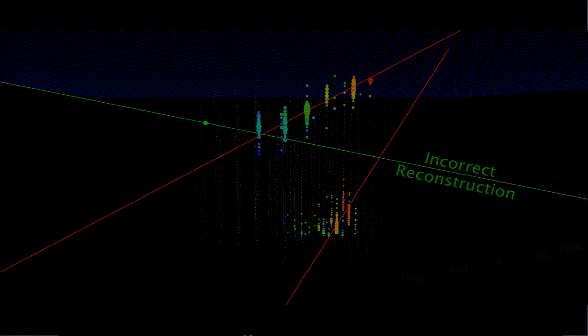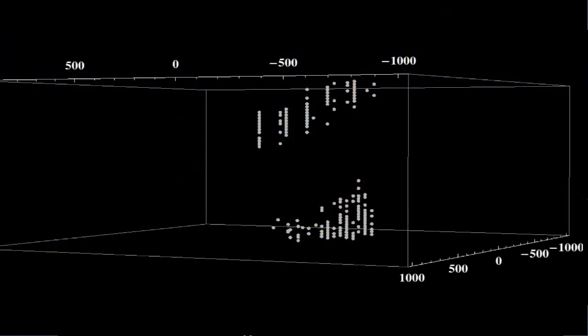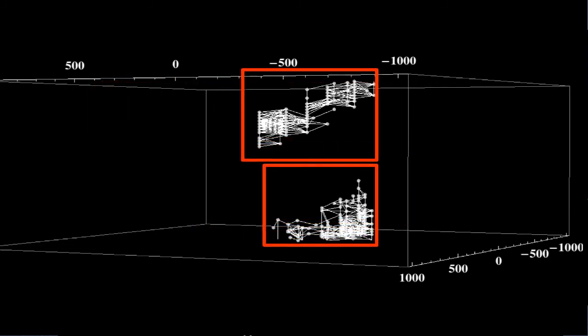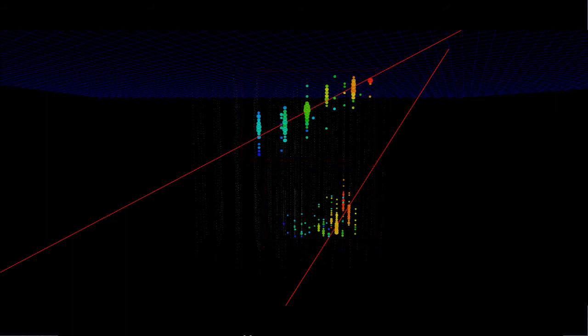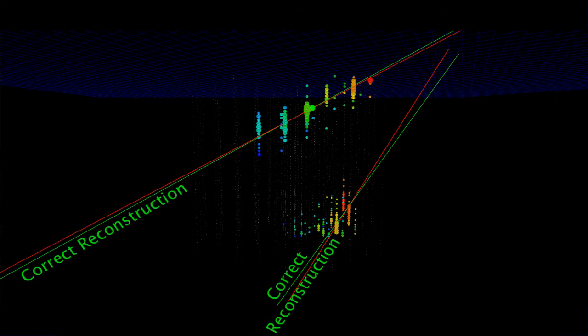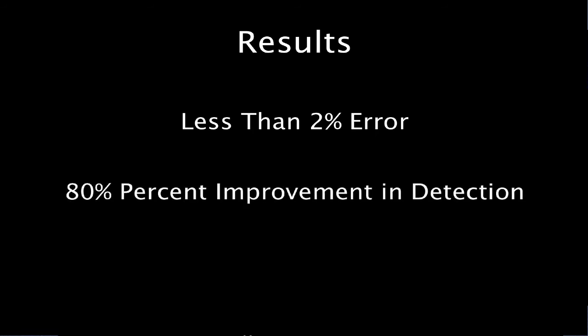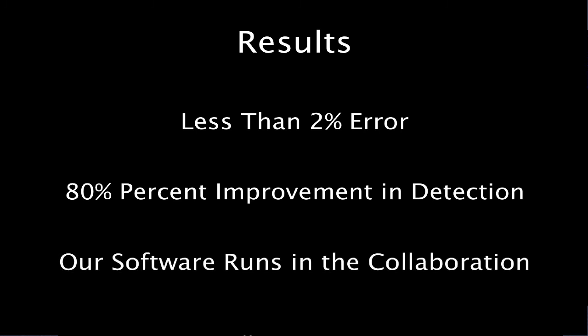By exploiting the fact that spatially local points tend to belong together, we can apply robust statistical techniques to correctly cluster the points. This allows us to separate the particles. Thus, when the reconstruction algorithm is applied, each particle is reconstructed separately. Our software can determine the number of particles correctly with less than 2% error. This is an 80% improvement over the current software. We expect our work to be included in the Icecube reconstruction software this coming year.